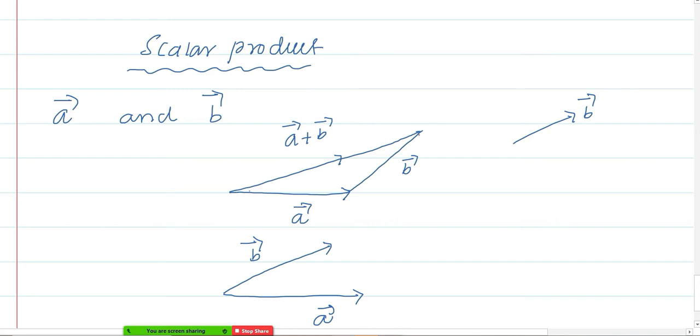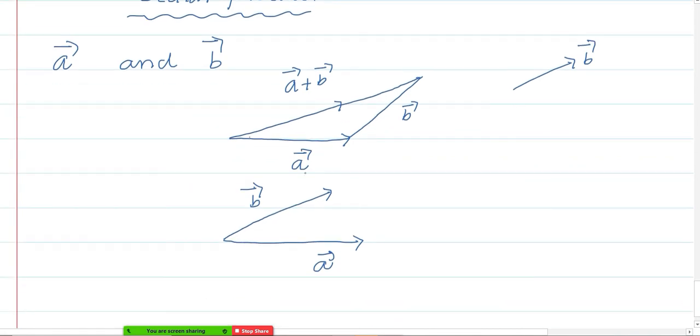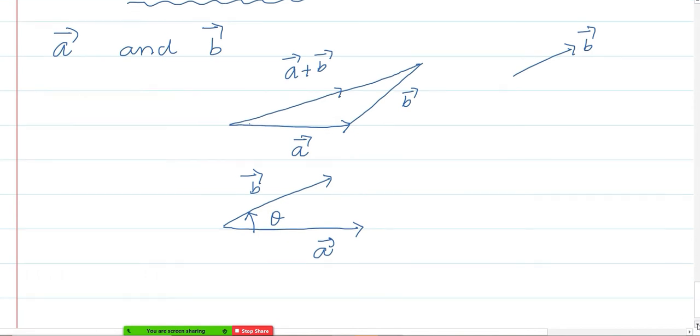When you are subtracting two vectors, the same thing, B we write downward, isn't it? You draw it down, opposite direction of B, and then you find the resultant vector. Hope you are aware of it. This is A vector and this is B vector, and there is an angle between two vectors. You can call it theta. Let theta be the angle between two vectors.